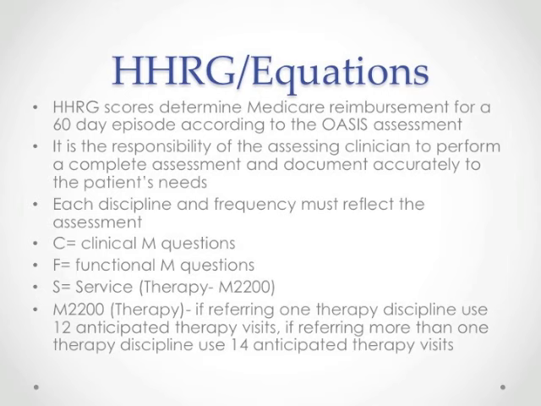If you're referring one therapy discipline in the home, your anticipated number of visits will be 12. If you have 2 or more therapy disciplines in the home, your anticipated number of therapy visits will be 14. So if you have PT only going into the home, your M2200 should be answered 12. If you, for example, have PT, OT, and ST going into the home, your anticipated number of therapy visits is 14.